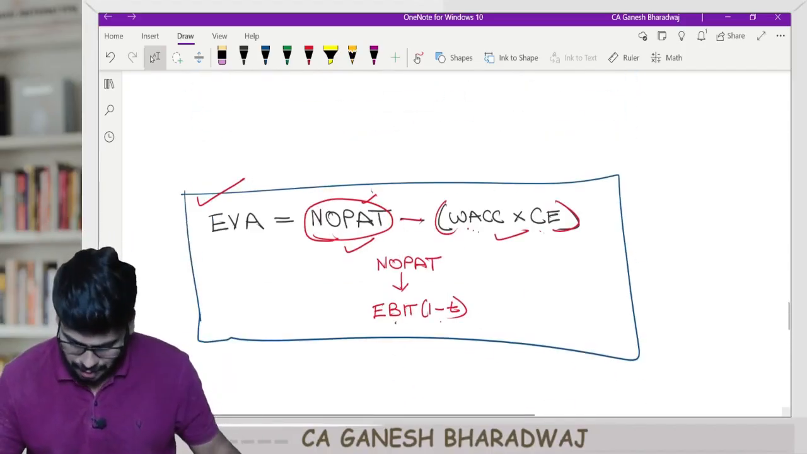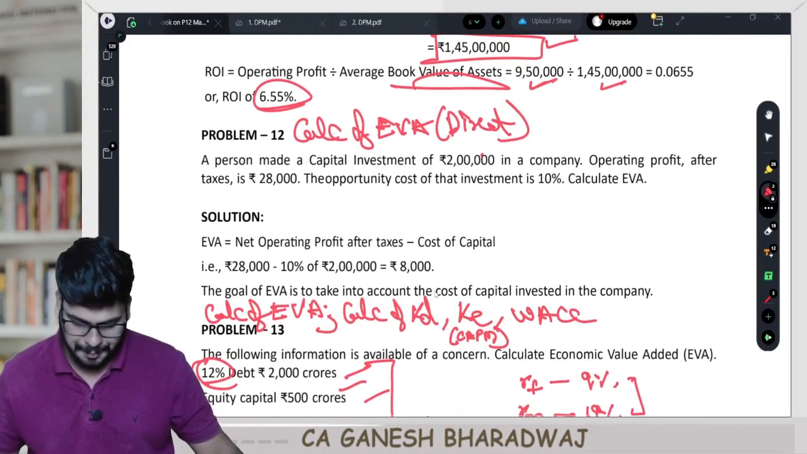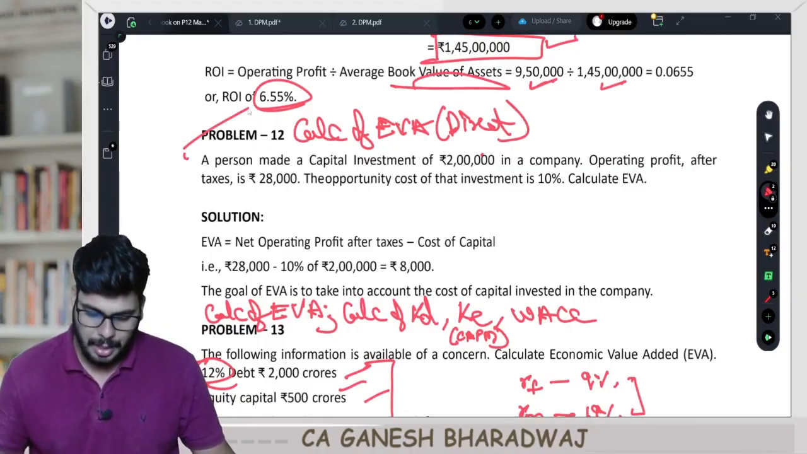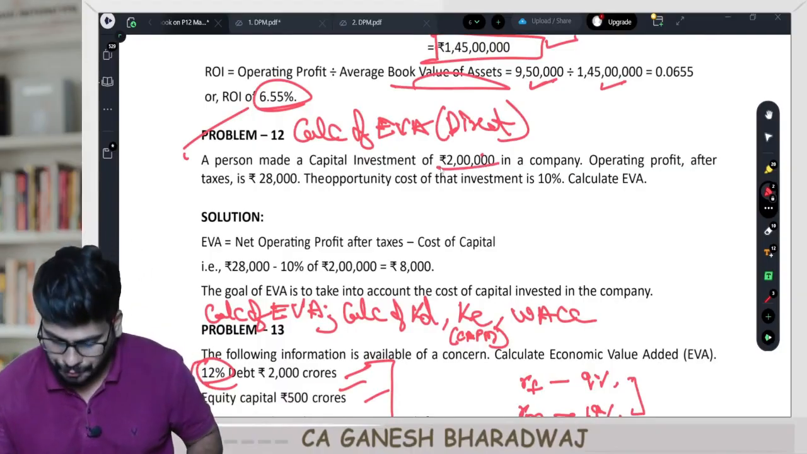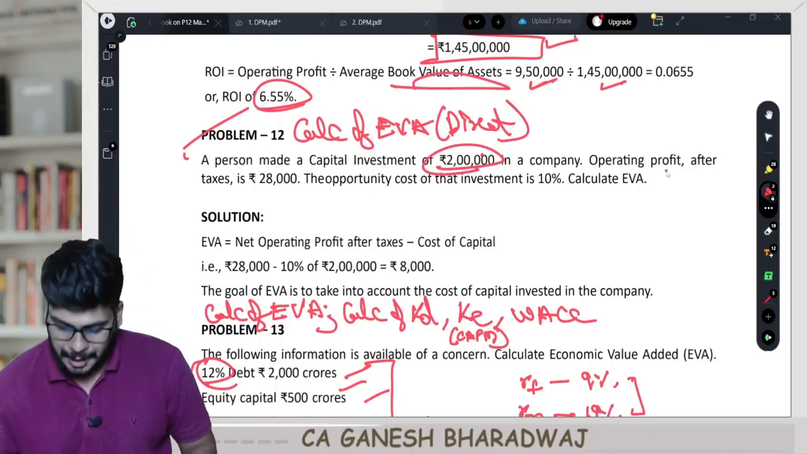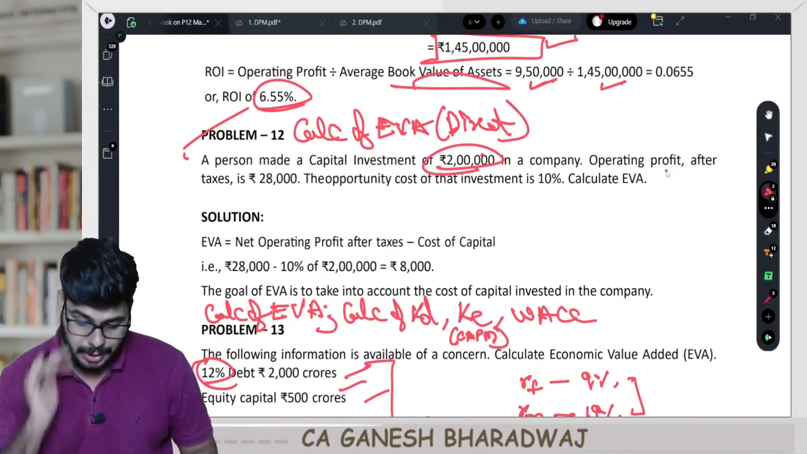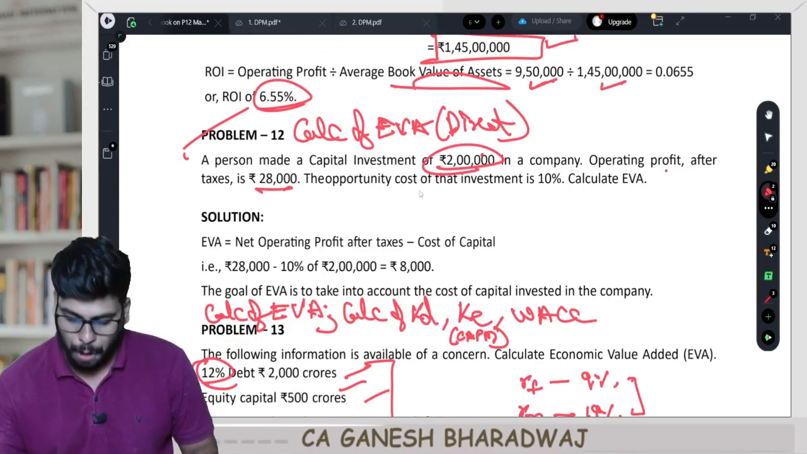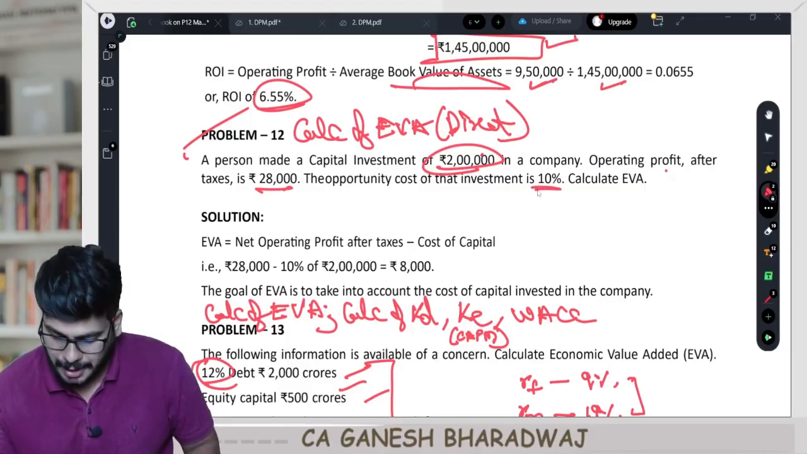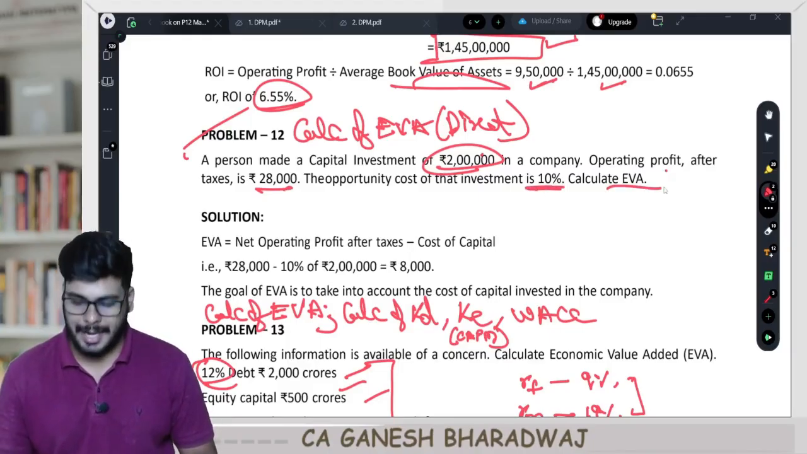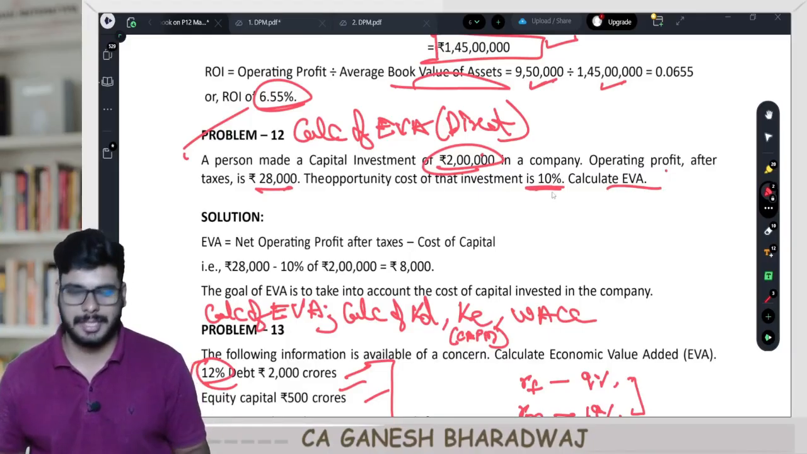Now let's quickly finish off one numerical problem here. This question number 12. A person made a capital investment of 2 lakh rupees in a company. The operating profit after the taxes is 28,000. The opportunity cost of that investment is 10%. Calculate the economic value added. The opportunity cost in this case is the cost of capital.